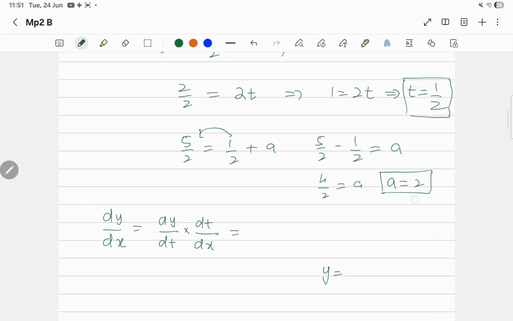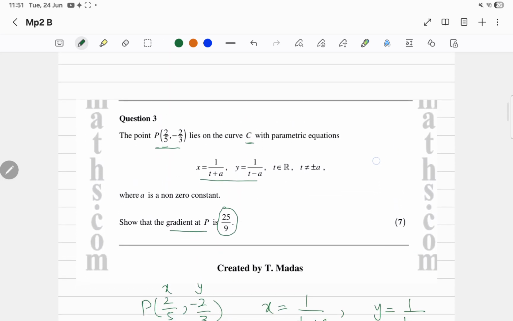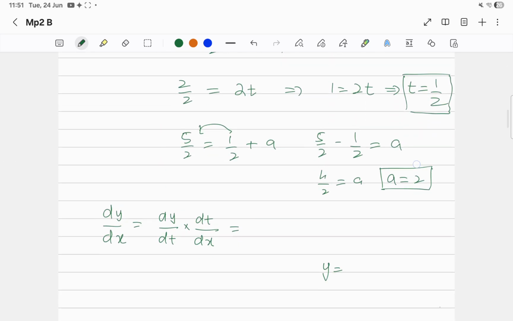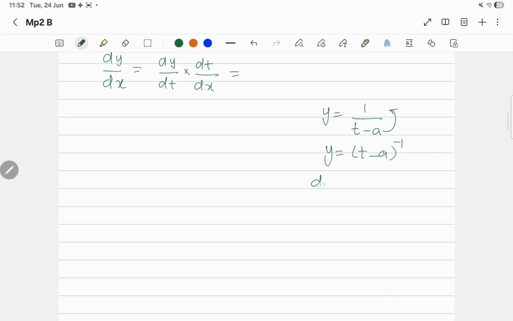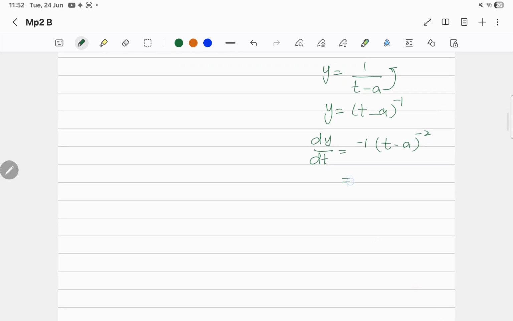Since we have y equals 1 over t minus a, y can be written as t minus a to the power minus 1 if you take this up to the numerator. Now if you apply the derivative, dy over dt will be minus 1 at the front, take away 1 from the power by using the power rule, and if you simplify this, take this down again in the denominator, it will be minus 1 over t minus a whole power 2. This is our dy over dt.